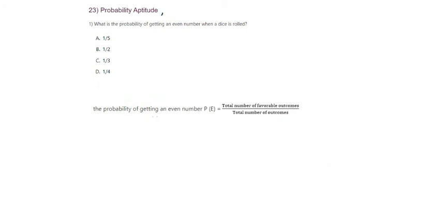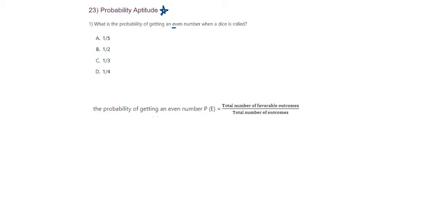Now next is your probability aptitude. It is always asked. It's not like they have missed this. This is definitely a question. I've taken a simple problem using the formula, which means P of E is equal to total number of favorable outcomes by total number of outcomes. So how are we going to solve this?